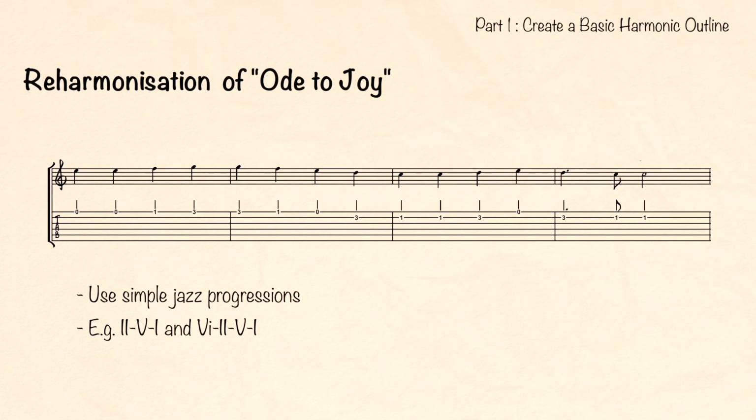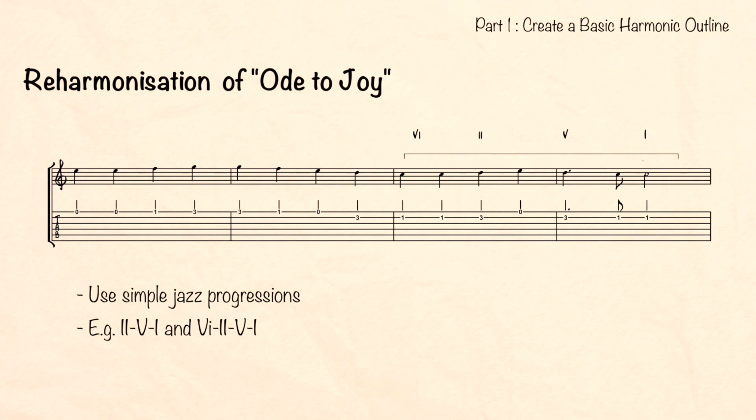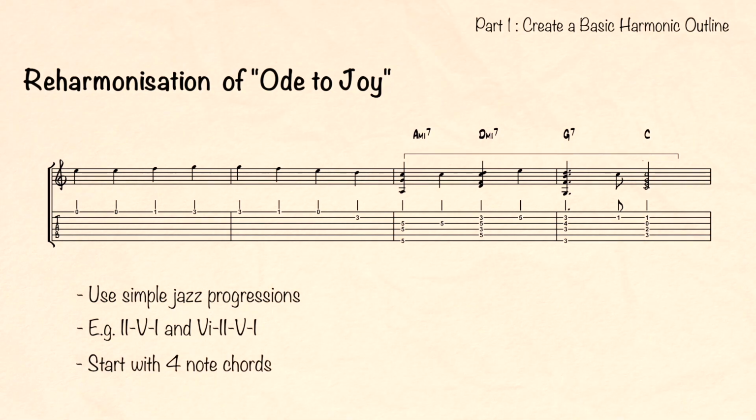2-5s and 6-5s work great as cadences, so I'm going to put my 6-2-5-1 in the last two bars of the melody. Since we're in the key of C major, that means that the 6 is going to be an A minor 7, the 2 is a D minor 7, the 5 is a G dominant 7, and the 1 is a C major. Note that we're sticking with 4-note chords for now, so that we can focus more on outlining the right chord functions. We'll move on to 5 and 6-note chords later on. Let's have a listen.